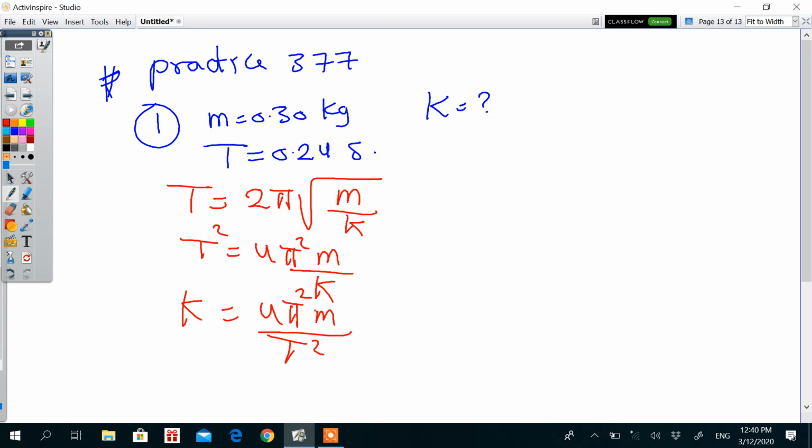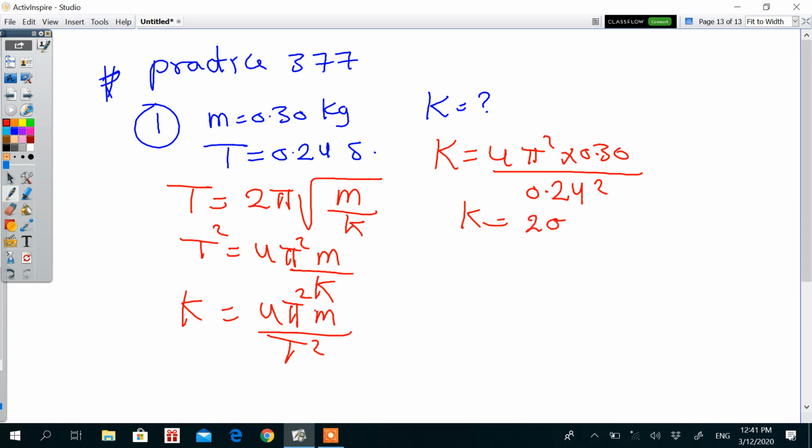Now, K equals 4 pi squared times M, the mass, which is 0.3, divided by the period, 0.24 squared. And the answer is K is 206 newtons per meter.